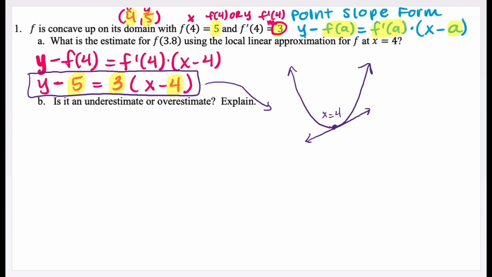So 3.8 is going to be just before 4, okay? So what we're going to do is find the value at 3.8 on the tangent line, and we're using that to estimate the value on the actual graph. So I'm going to plug 3.8 in for x and then evaluate it. So I'm going to have y minus 5 equals 3 times 3.8 minus 4. And then I'm going to simplify that down.